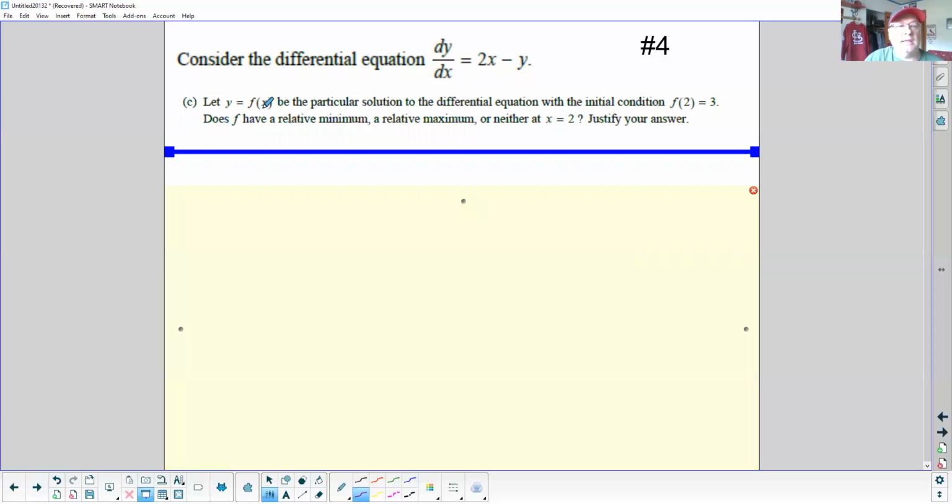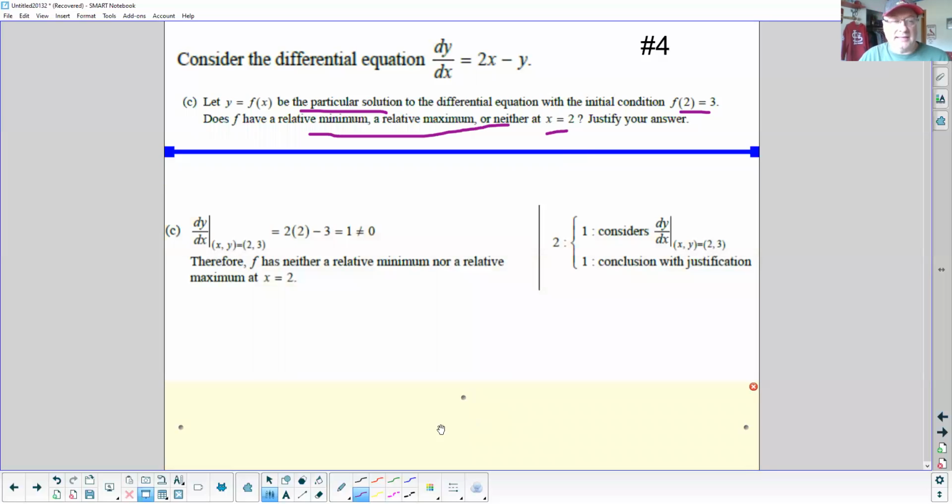Now for part C, it says let y equals f of x be a particular solution to the given differential equation with this initial condition. Does f have a relative minimum, maximum, or neither? Usually when you see particular solution, it means separate variables, but that's not the case here. It's asking you for a max or a min at a point. So the best way to do maxes and mins at a point is the second derivative test.